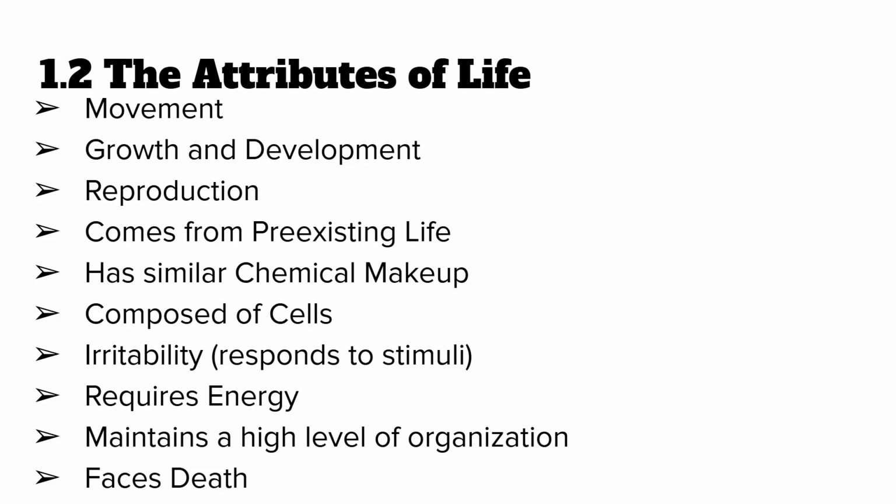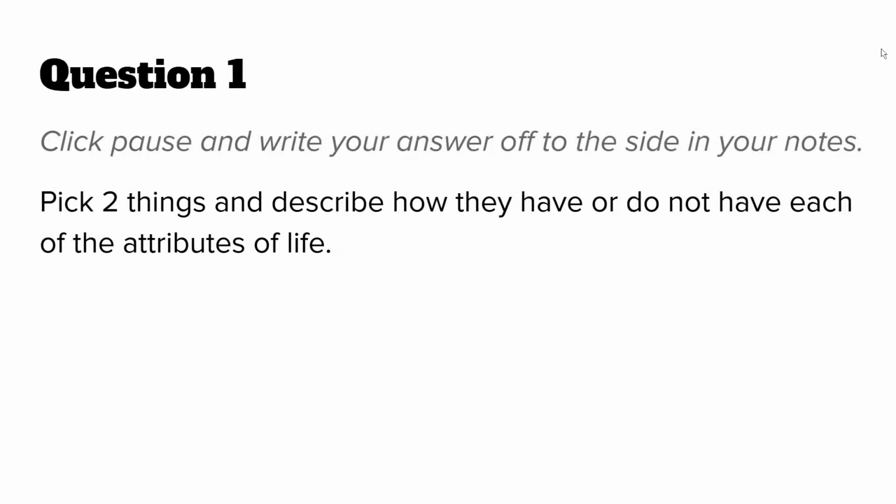Keeping the state of organization and keeping the processes of a living organism going are called homeostasis, but you could just write maintains a high level of organization here. And then if it's alive, it has to be able to die, right? If it's always alive, we're going to seriously consider if it really meets all those other things, because life is a state of being, right?